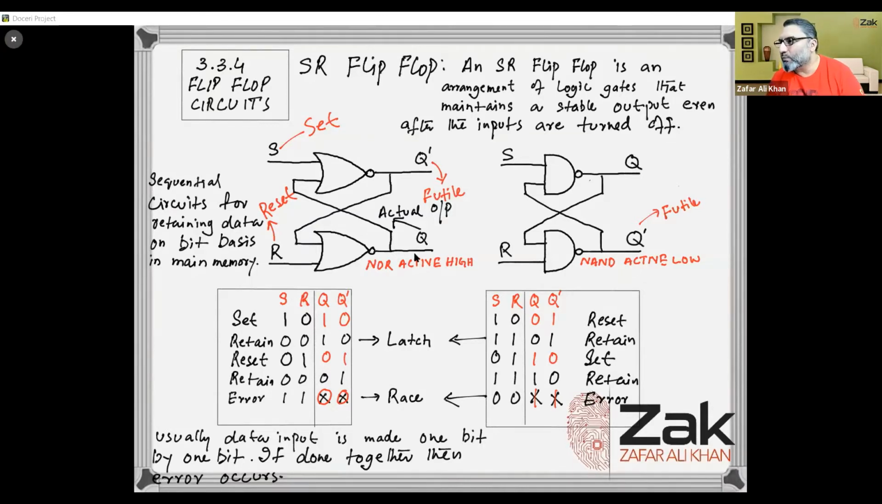Q and Q naught. What does it mean? It means that whatever the Q, Q naught will be the reverse of it. Pay attention to their position. In NAND gate based SR flip-flop, Q stands on top, and in NOR gate based SR flip-flop circuits, Q stands on bottom. All right, so pay attention.